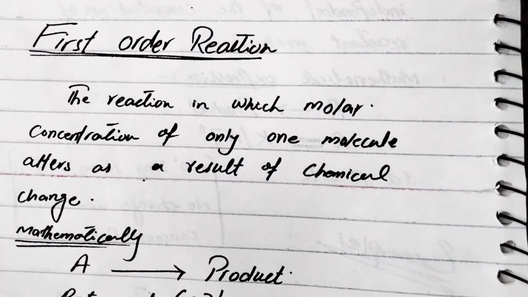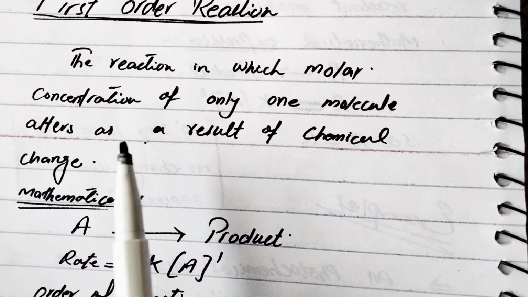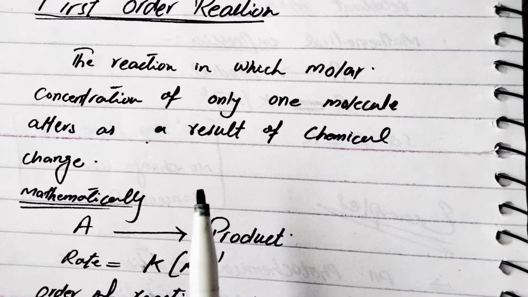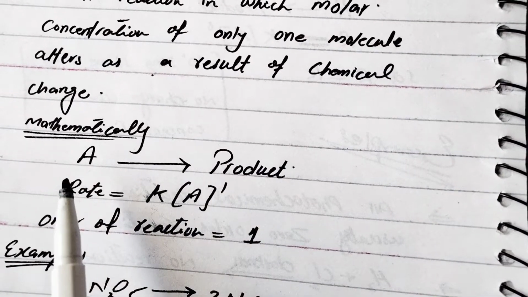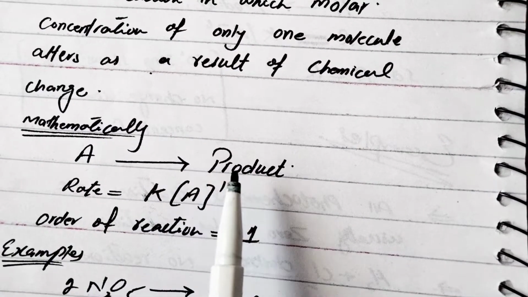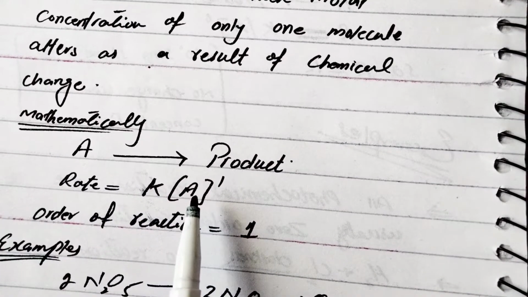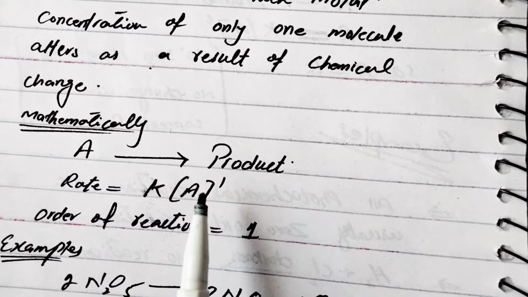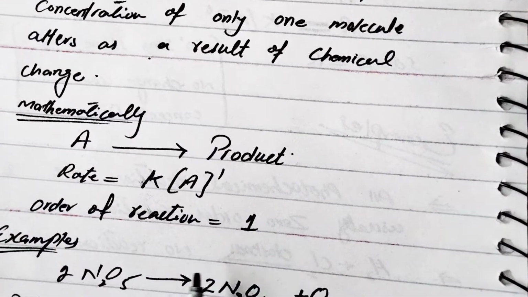First order of reaction: the reaction in which the molar concentration of only one molecule alters as a result of chemical change is called a first order reaction. Mathematically, it is expressed as A is the reactant and after chemical reaction it changes into product. Rate is equal to k into [A]. This exponent value shows the order of reaction. Order of reaction is 1.